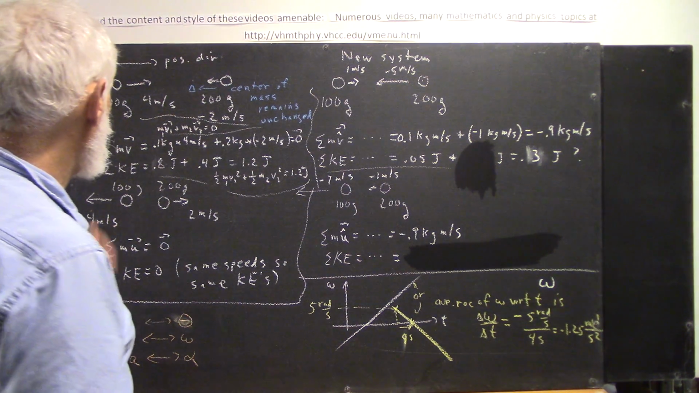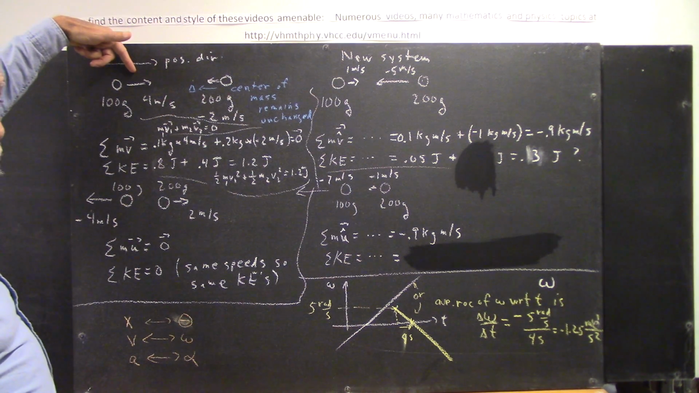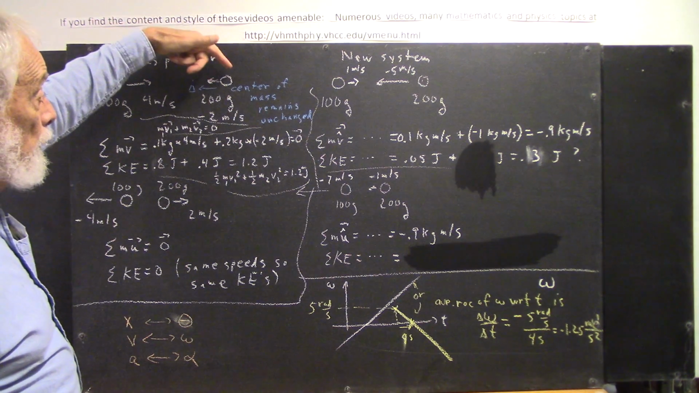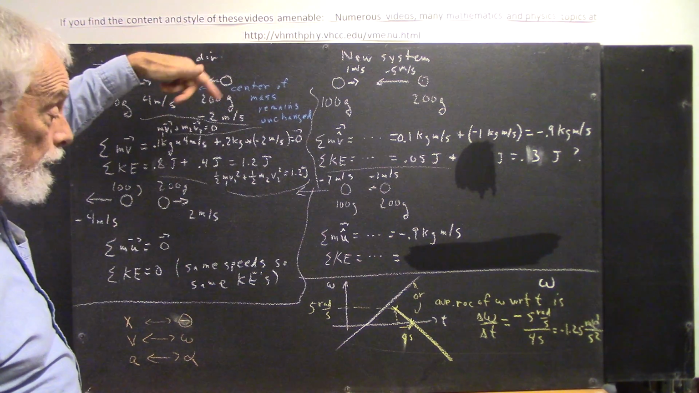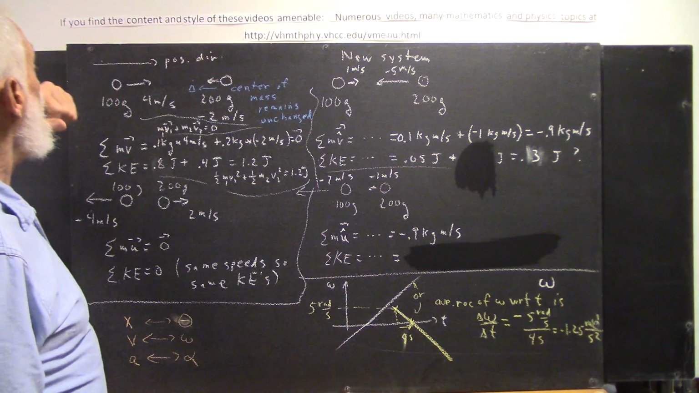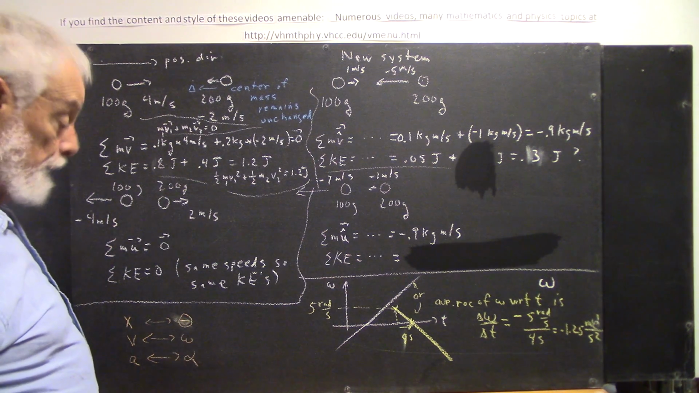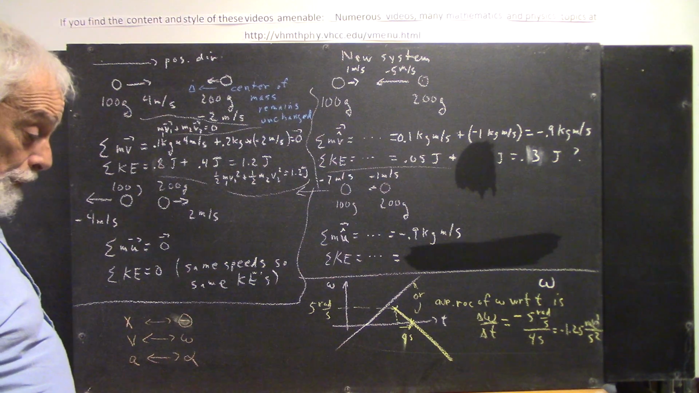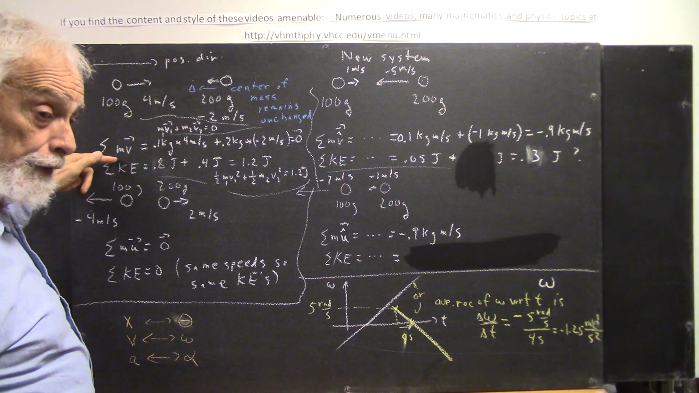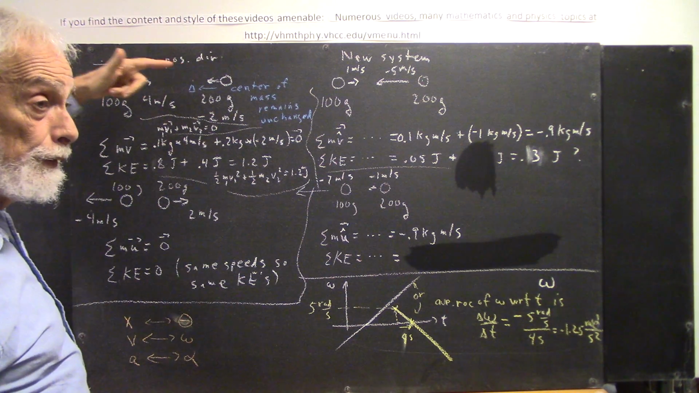Okay, we're given the problem that 100 grams is moving to the right at 4 meters per second, 200 grams to the left at 2 meters per second. And we're asking questions about momentum and kinetic energy. Well, momentum is a vector quantity.